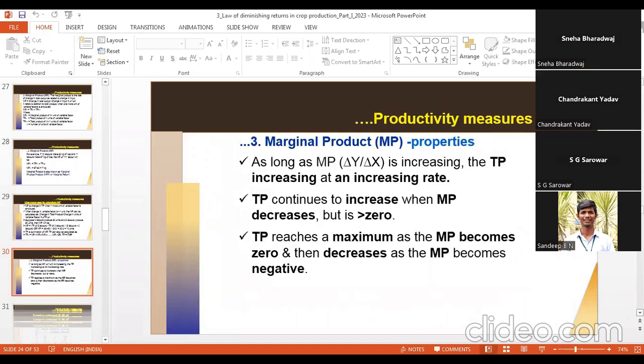Now, marginal product properties, you can see what are the different properties. As long as marginal product, delta Y upon delta X, is increasing, the TP is increasing at an increasing rate. This happens in stage one of the law of diminishing return. TP continues to increase when MP decreases, but is more than zero. So TP continues to increase when MP is above zero. The TP reaches maximum when MP becomes zero, and then decreases as the MP becomes negative. After zero, MP will become negative and total product will start decreasing after reaching maximum when MP was zero. These are very important statements for your quiz examinations.